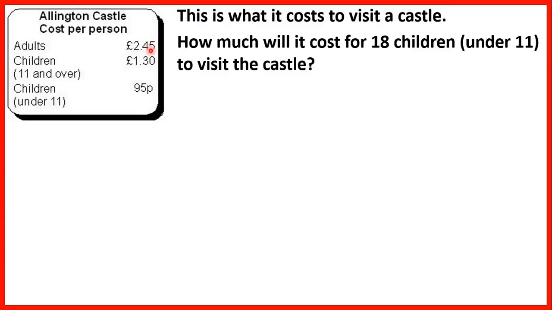This is what it costs to visit a castle. How much will it cost for 18 children under 11 to visit the castle? We can see that children under 11, the cost per person is 95 pence. So if we want the total cost for 18 children, we need to multiply 95 pence by 18.